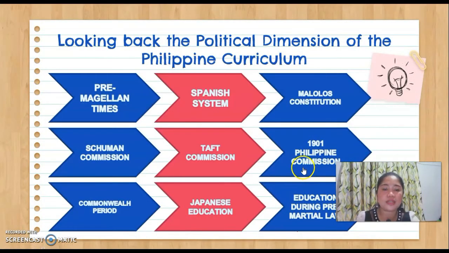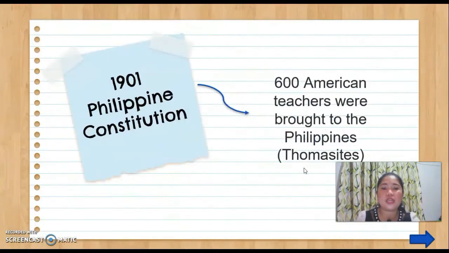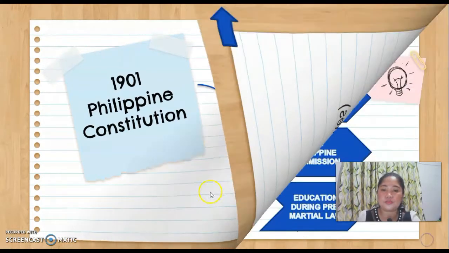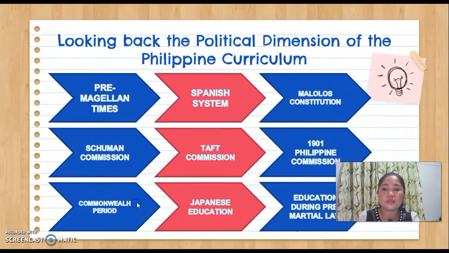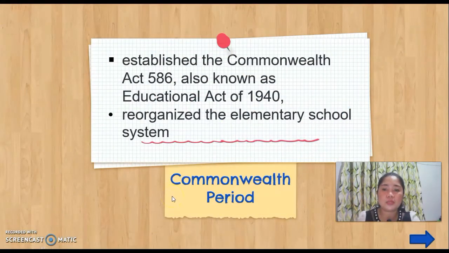And we have the 1901 Philippine Commission. Here, 600 American teachers, the Thomasites, were brought to the Philippines to educate the Filipino people. And we have the Commonwealth period. In the Commonwealth period, it established the Commonwealth Act 586, also known as the Educational Act of 1940. It reorganized the elementary school system.